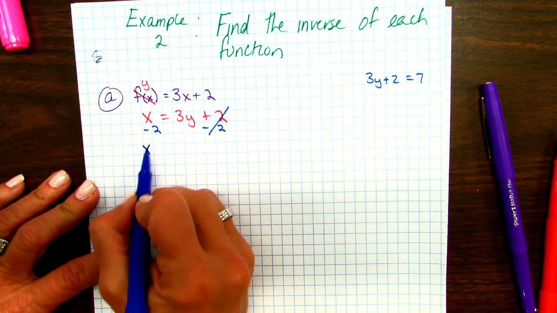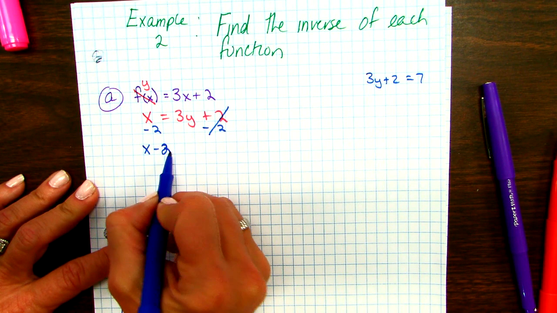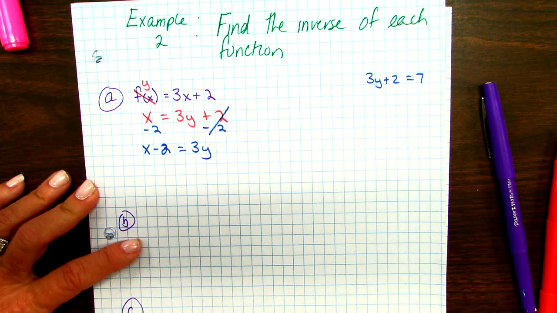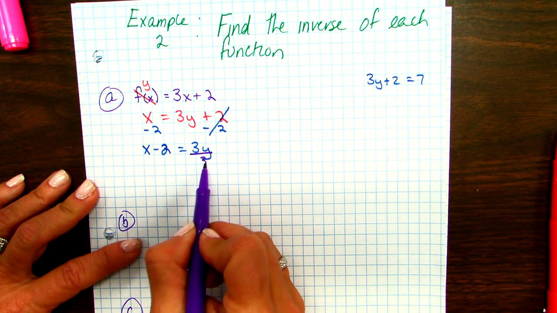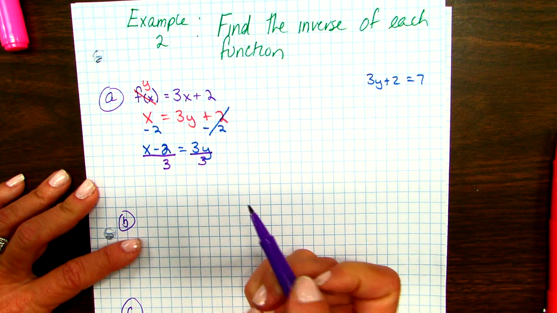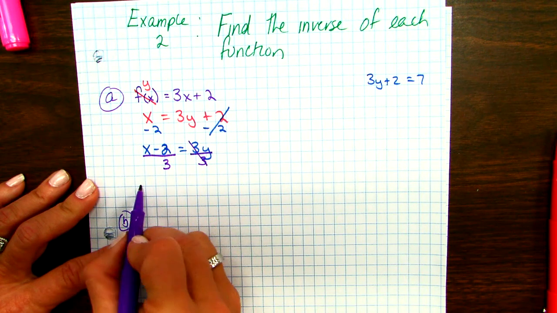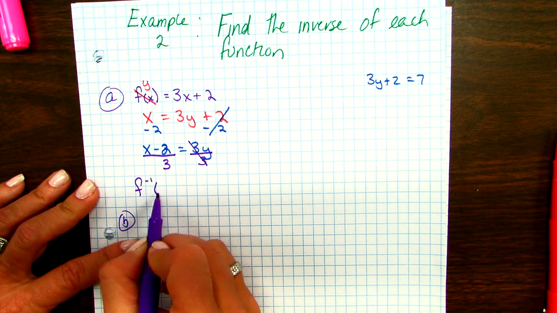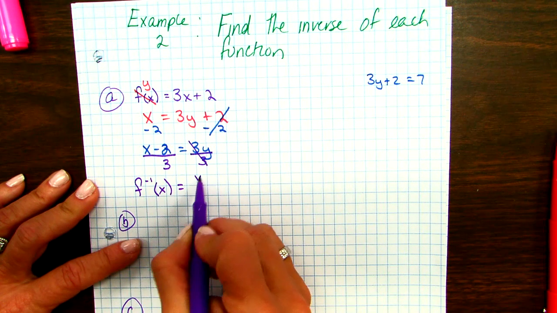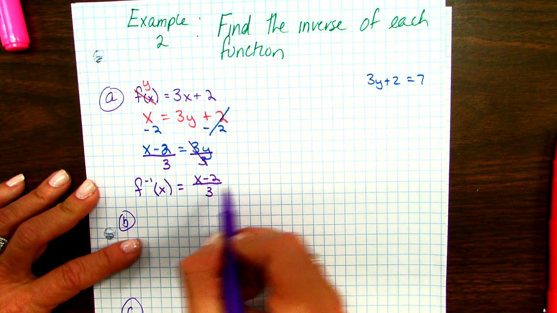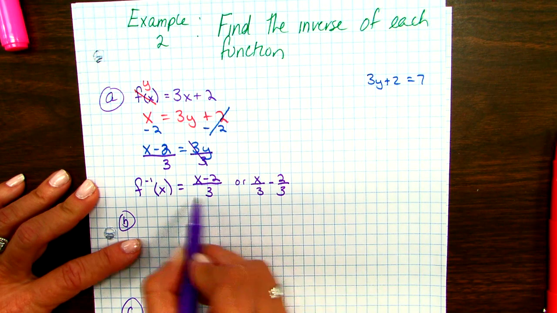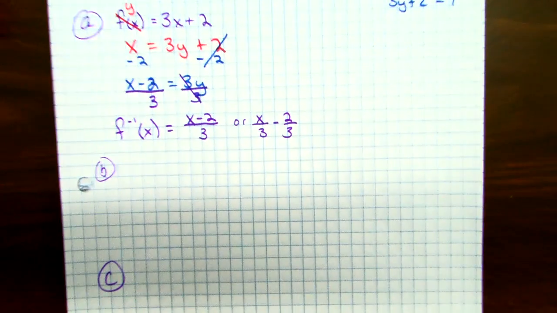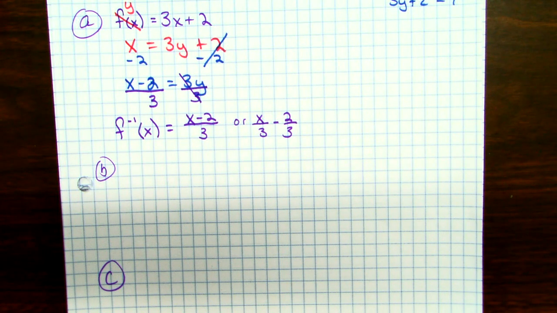So I have x minus 2 equals 3y. Now I divide by 3. So my inverse is x minus 2 over 3. Or you could have written it separately, x over 3 minus 2/3. Either one would be fine. Ask the question, guys.